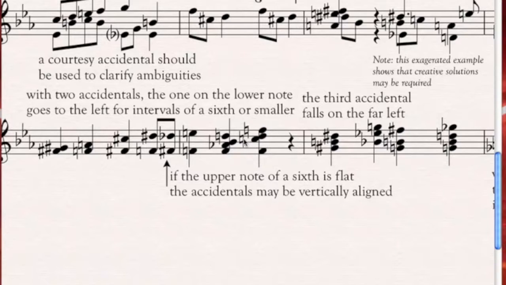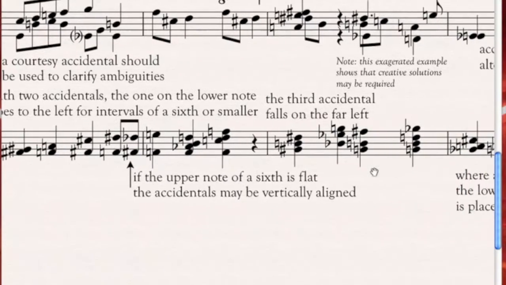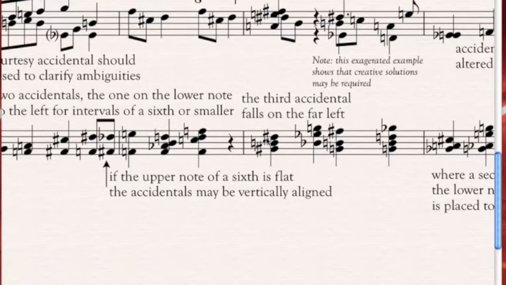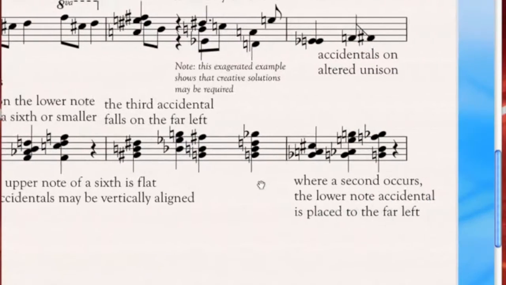Same thing here. The lower accidental goes to the left. The third accidental falls on the far left. So between these two, there is the third accidental, the B natural, that goes to the far left. Same thing here. Upper, lower, and then the far left. Now here we have the interval of a seventh. So the outer accidentals can be aligned, and the one in the middle is placed to the left. Same thing here. You have an octave. So you can align the accidentals, but the one in the middle needs to go to the left.